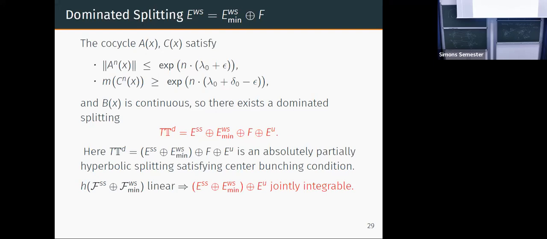And this gives you that you can play induction. This F is your new weak stable, and this is your strong stable. You can play the game again and again, until your F couldn't split at all. So I play some induction, and this gives you the proof of your theorem. And I think I will stop here. Thank you.